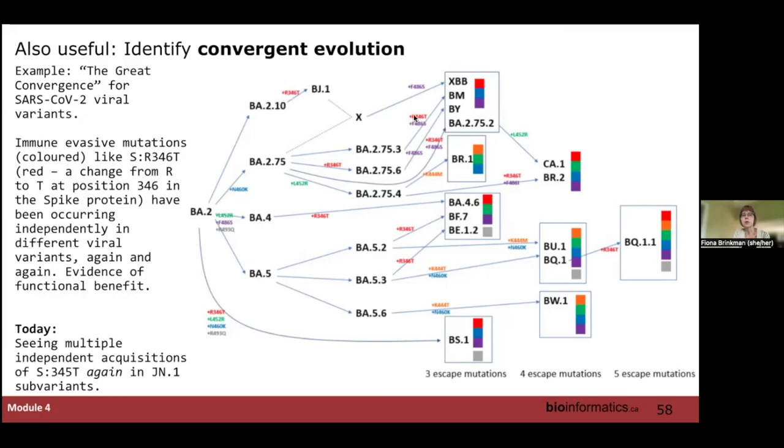You can see in red here, sorry if you're colorblind, but hopefully you can still see that here and here and here and here and here and here and here, we keep seeing that mutation occurring independently in different lineages, implying a functional benefit. And sure enough, it helps with immune evasion. Interestingly, we saw this happen with the evolution leading to the BQ variants. Now, currently, we had this new JN.1 variant that took off in January, and now we're seeing again, this JN.1 variant didn't have, oh, that's supposed to say 346, sorry.